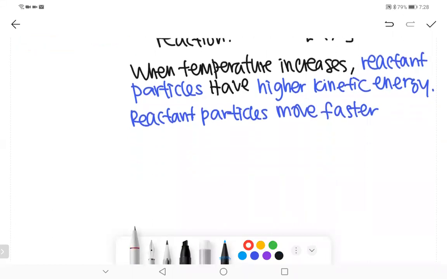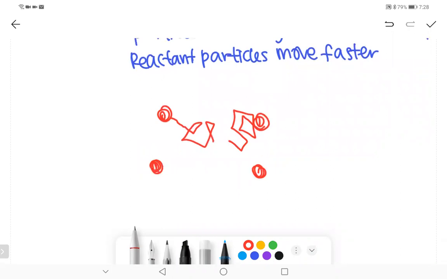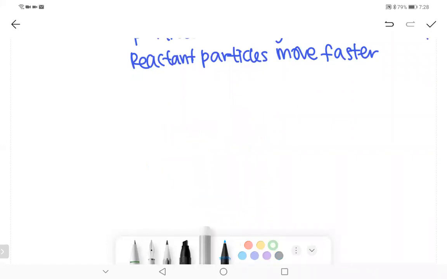Imagine this particle and this particle. This one moves very slowly, and this one moves very slowly. It is very unlikely they will collide. But if the temperature is higher, these two particles have a lot of energy and move very fast. The faster they move, the more they can collide. So learn these magic words.